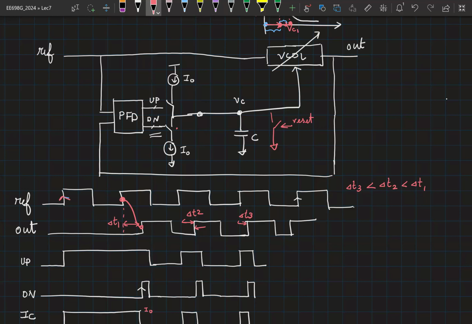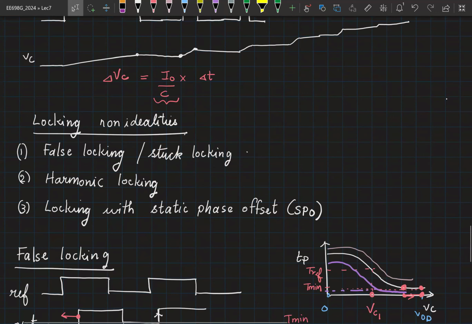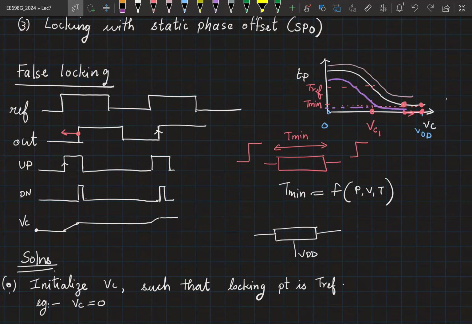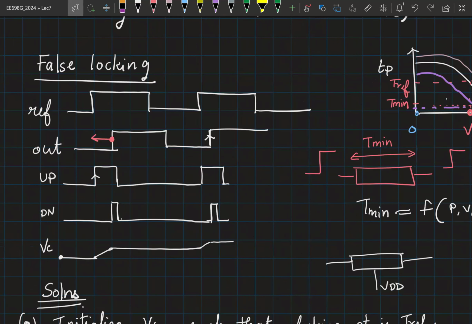What would be the other solution? The second solution is actually really interesting. Somehow you have to ignore the first edge of out or reference. So if I ignore the first edge of out, that would mean that the up is going to go high for a longer duration, right? So instead of measuring the delta between these two, I want to measure the delta between these two.